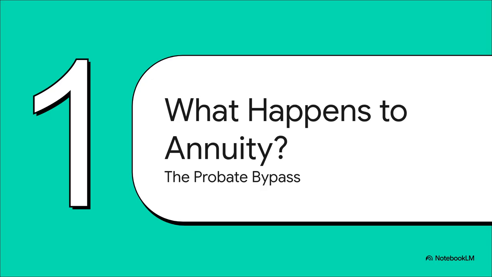Okay, so first things first, what actually happens to the money? The single most important benefit to know about is that if you've named a beneficiary, that money gets to bypass probate. And if you don't know, probate is that whole long, expensive, and frankly, painful court process for settling an estate. Avoiding it means your heirs get the money faster, cheaper, and with way less of a headache.